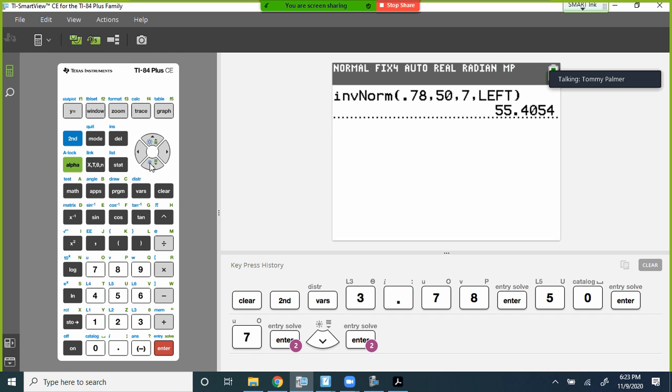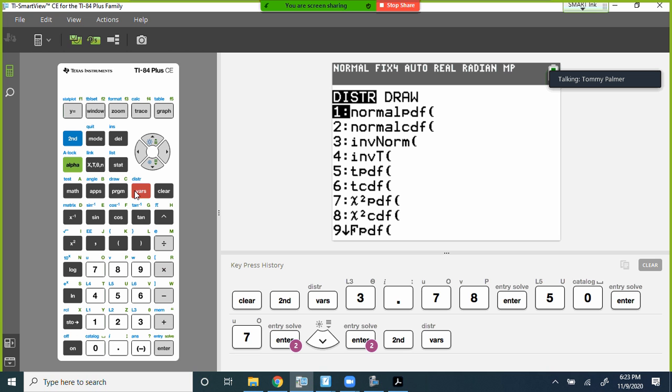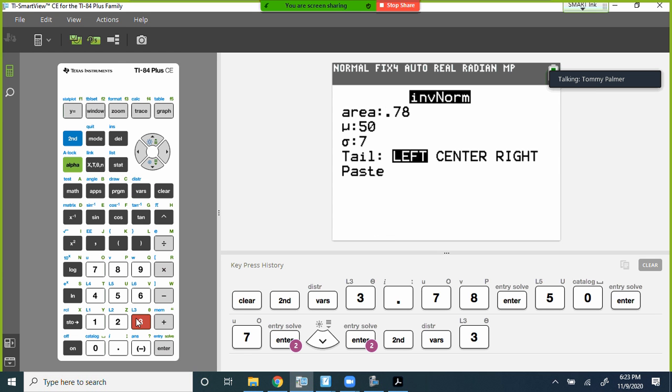Fair enough? So if you get this, maybe yours does, maybe yours doesn't, when you go to number 3, it's talking about the tail, the area. Just keep it on left. And if you need it to the right, then it's 1 minus that, right? There.